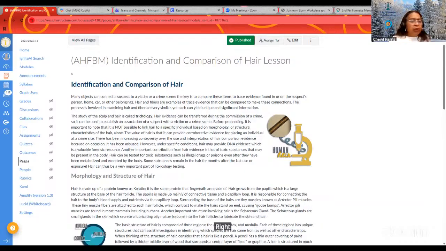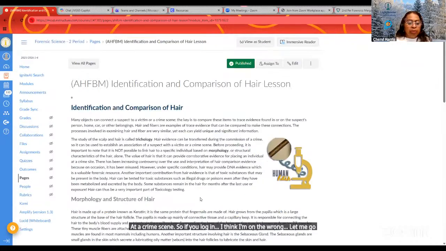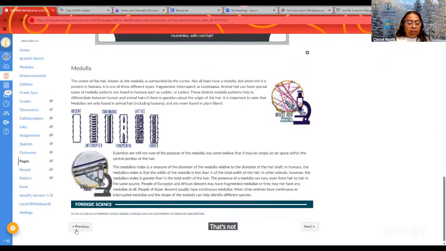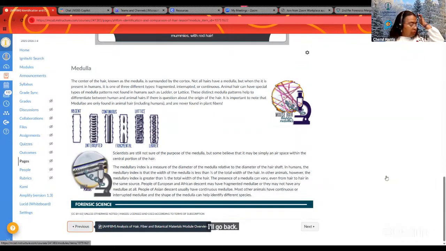All right. While you're waiting, you could log into Canvas. We are going to start a unit on hair. We're going to start with what hair looks like, and then how they look for not just hair, but hair and fibers at a crime scene. Let me go back one page. We always want to start with the overview.